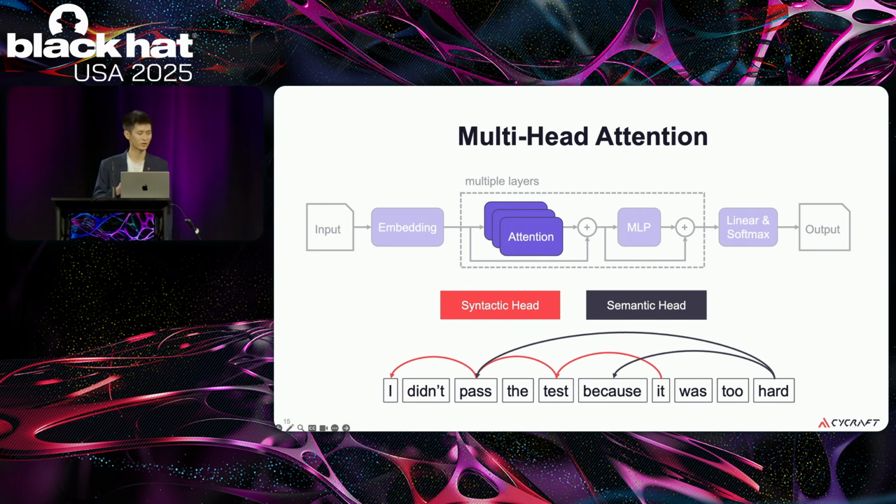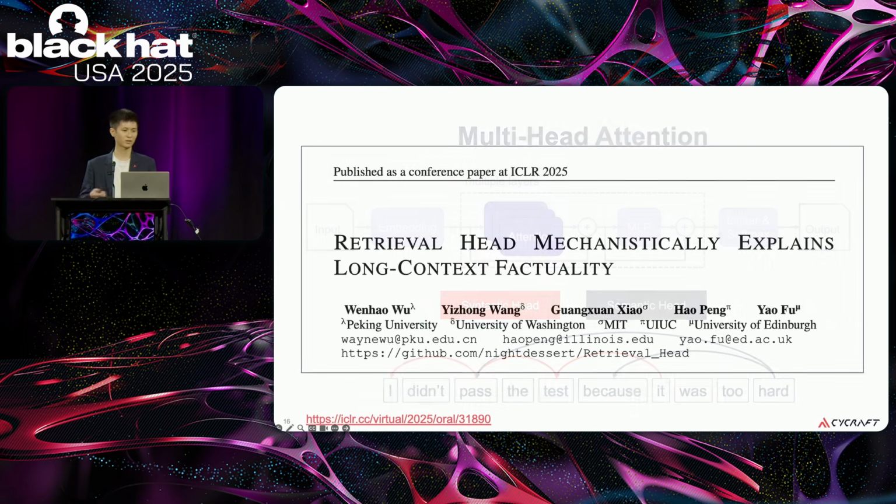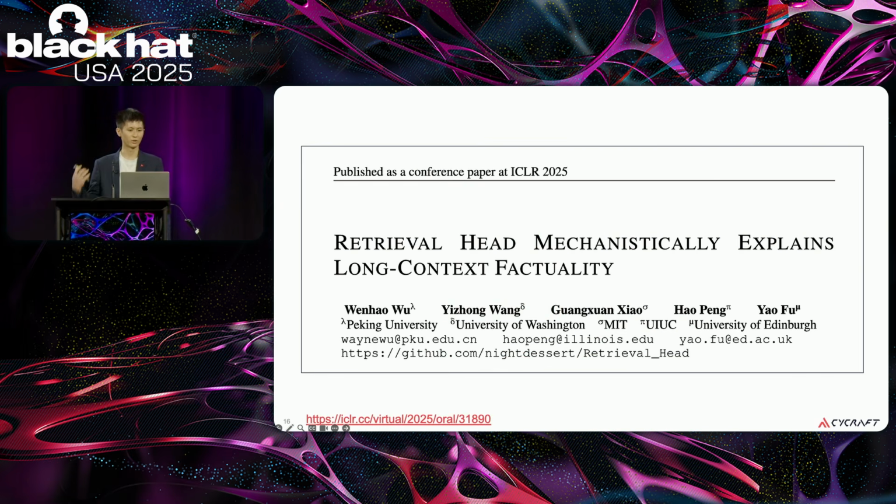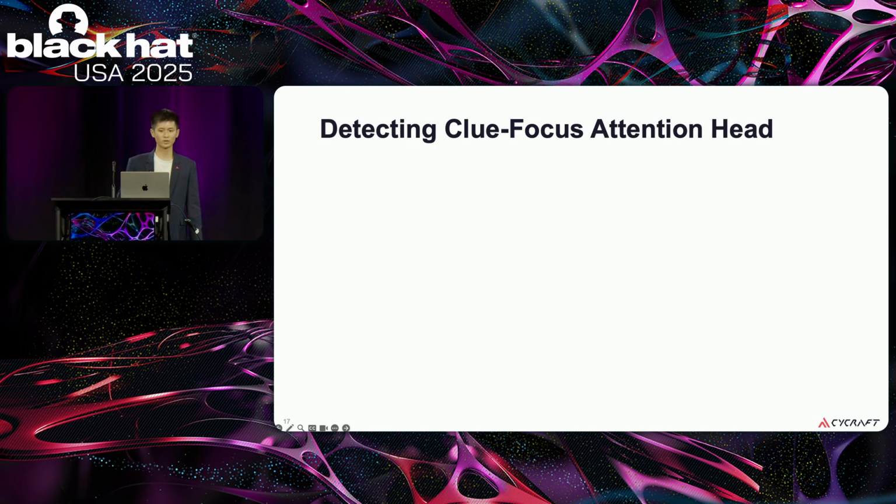If this kind of attention head exists, let us consider a paper from a top AI conference. In this paper, they use the copy and paste action to find one kind of attention head called the retrieval head. This kind of attention head retrieves the token it wants to copy when doing copy and paste. But today we are not doing copy and paste. We are doing variable renaming, so we need to find another kind of attention head. We call it the clue focus attention head.